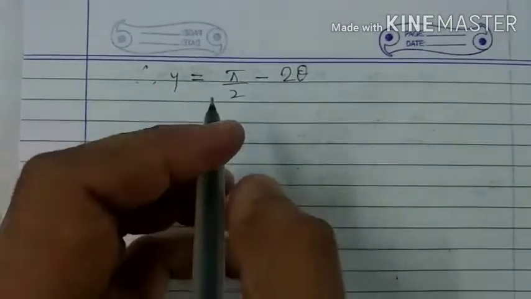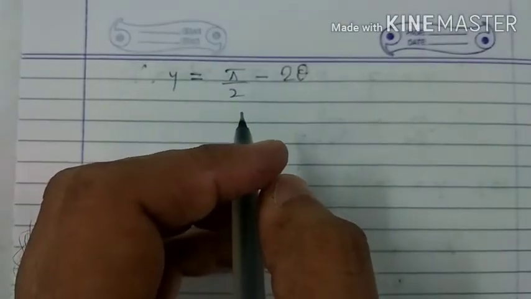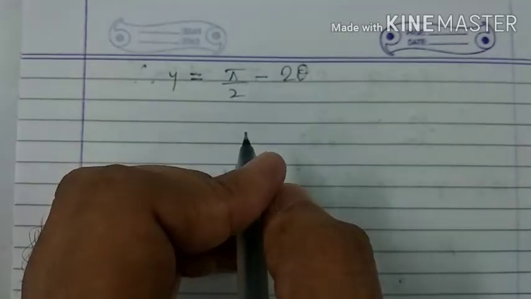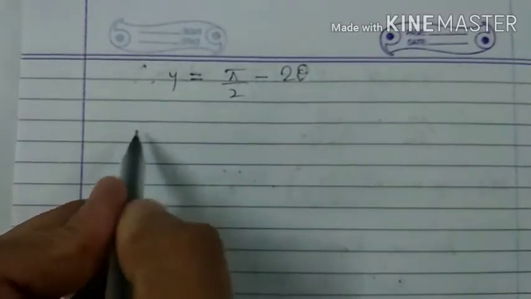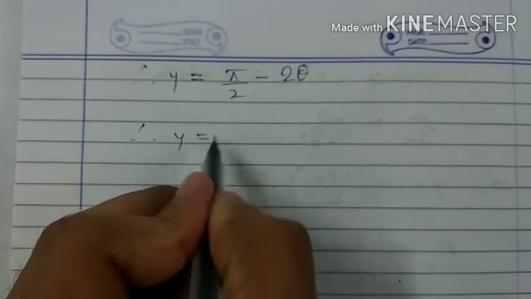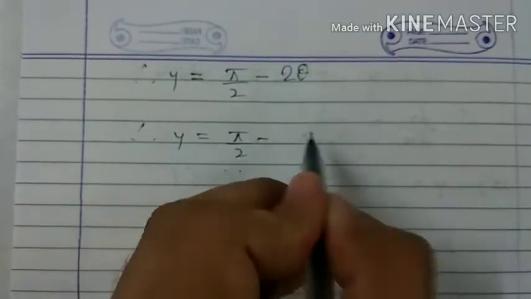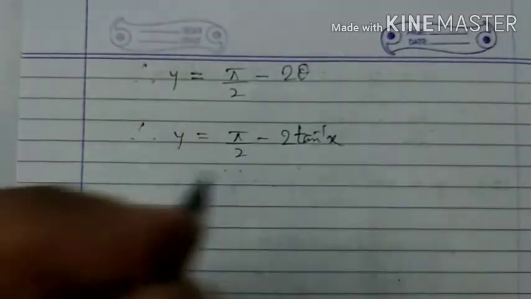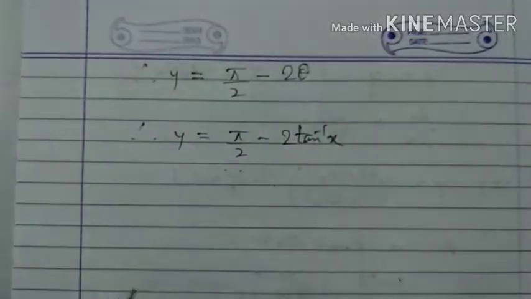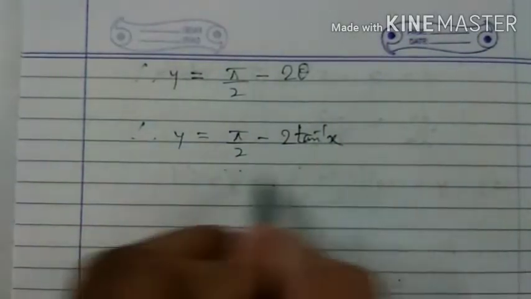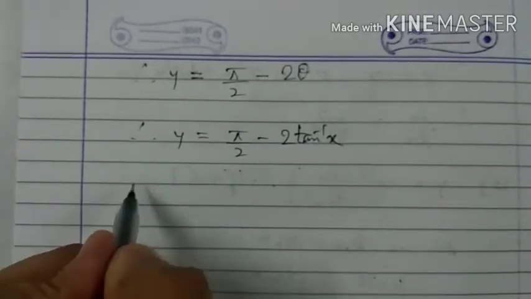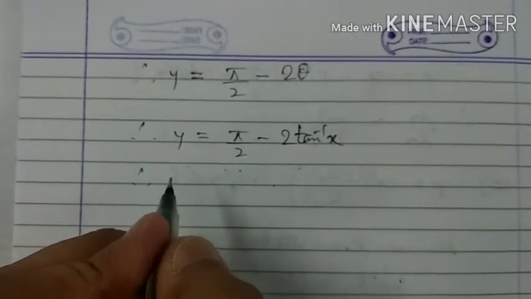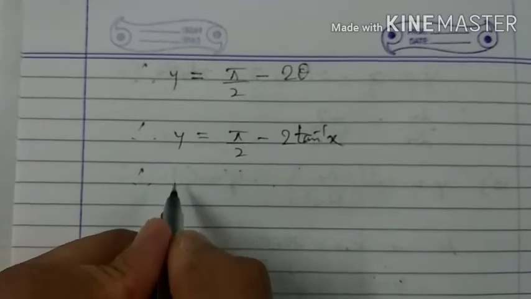Now we have assumed that x equal to tan theta. So from this, theta equal to tan inverse x. So putting the value of theta, y equal to pi by 2 minus 2 tan inverse x. Instead of theta we can write tan inverse x. This is the simplified term.